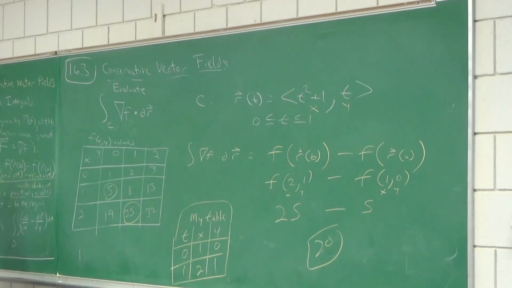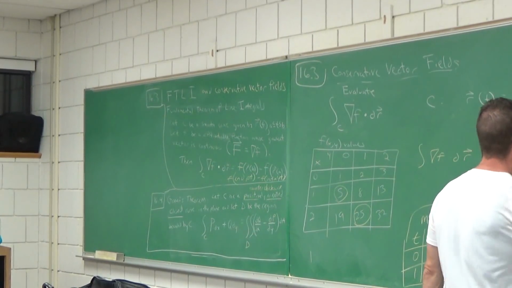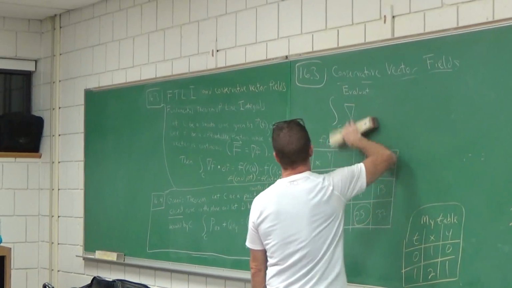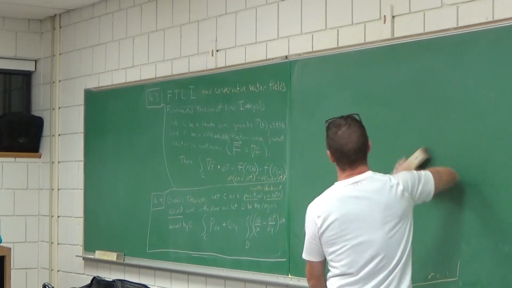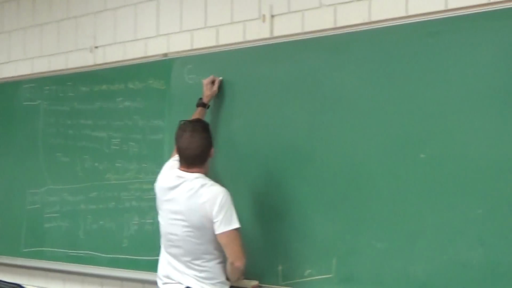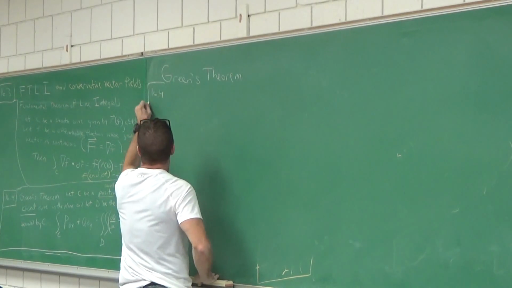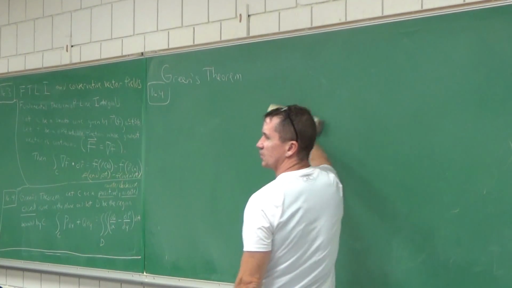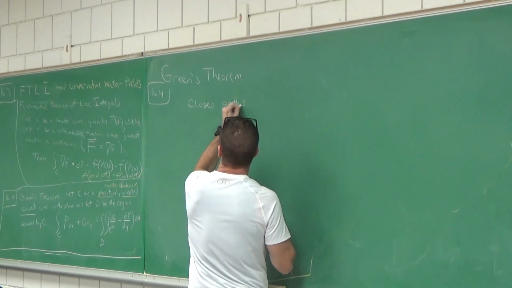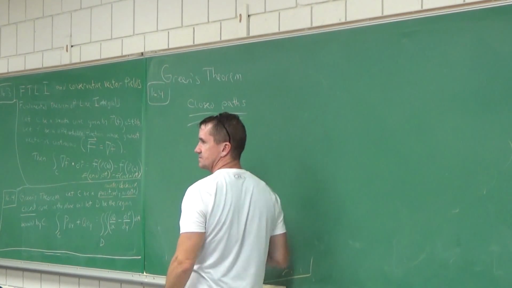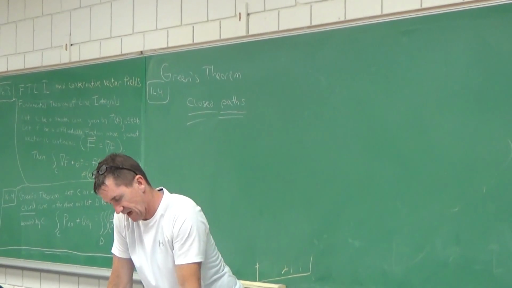Now you're going to love this. Green's theorem. Green's theorem is for closed paths. Let me say that again. And it's only for two-dimensional vector fields. But this is the coolest theorem. Green's theorem, in section 16.4. Boy, you're gonna like this. It is for closed paths. Only closed paths. Green's theorem is only for closed paths.